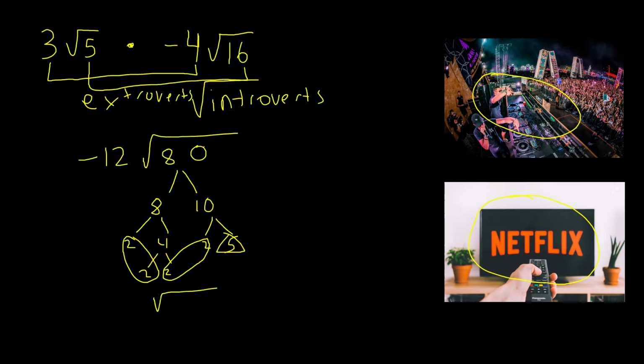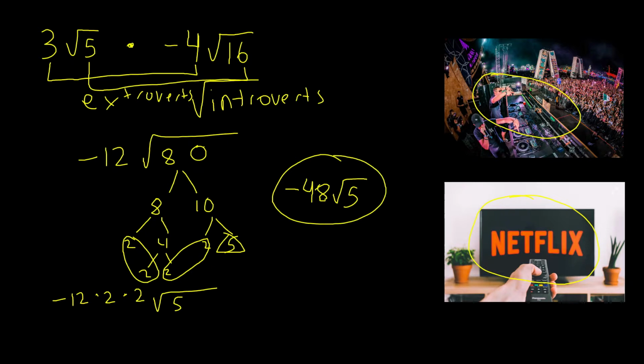So what it looks like is that originally we have -12 times the 2 times another 2, and then the one that stays inside the house is 5. So it would be 12 times 2 is 24, times 2 is -48, square root of 5. And then this would be your final answer.